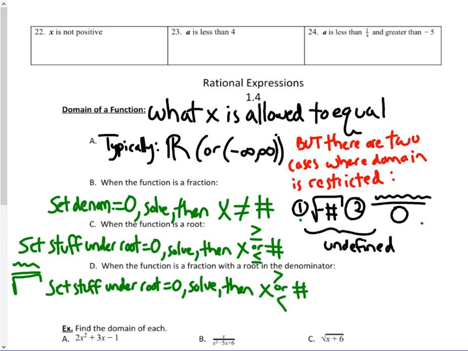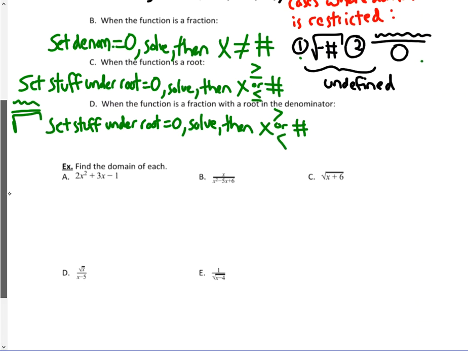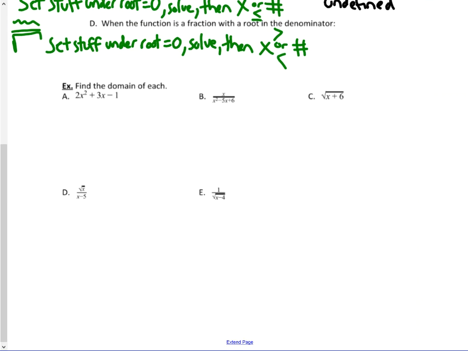Okay, that was a lot of me talking. So let's try some examples. Find the domain of each of these expressions. Okay, first one, we've got 2x squared plus 3x minus 1. Let's look at this. I don't see any roots. I don't see any fractions where x could be in the denominator and could equal 0. So all real numbers. Bam.